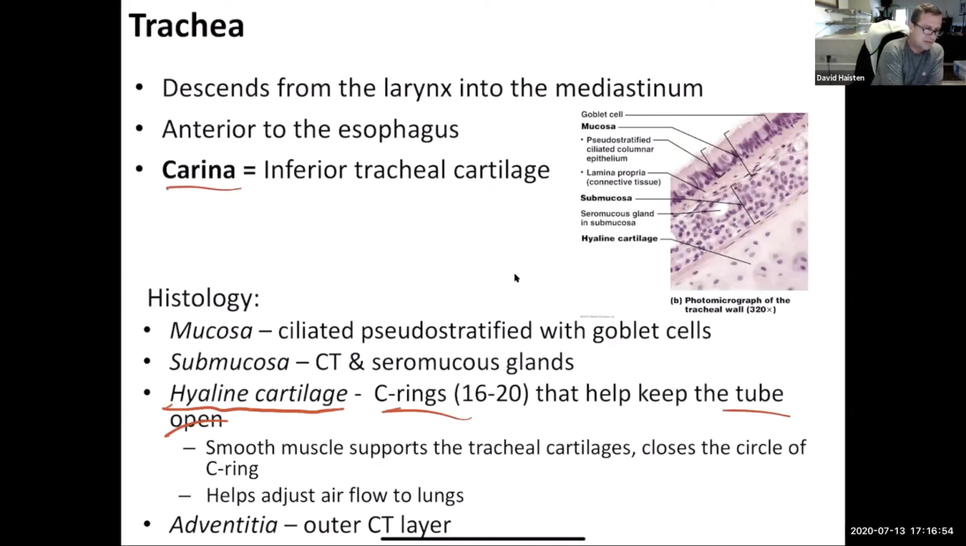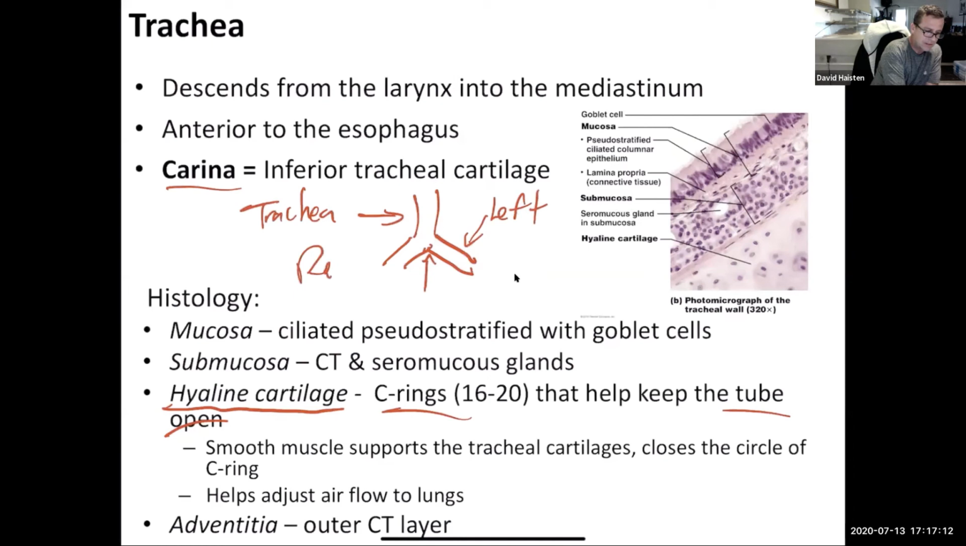Okay, there's the carina. I don't care about the carina. So here we go. Trachea down. Okay, trachea. The carina just refers to right there. Who cares? Okay, so we have a left and a right main bronchus. And that's it. Let's not worry about the histology of the trachea.